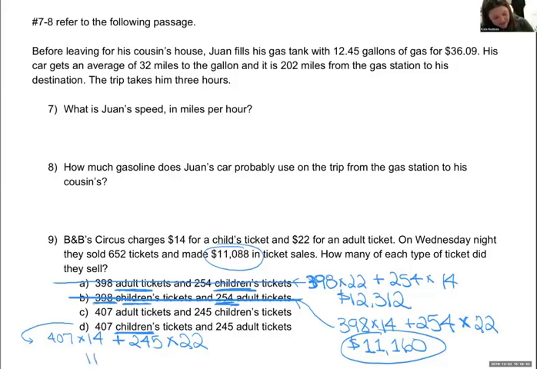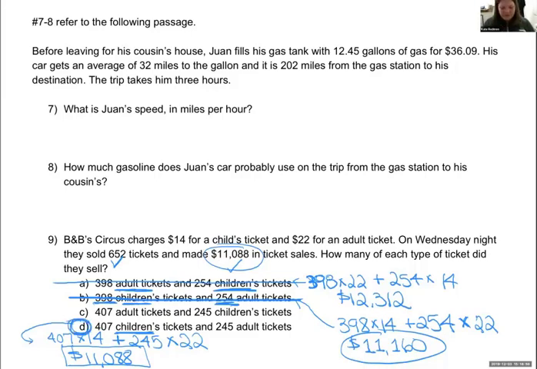Hey, look at that. 11,088. Maricela had it right. It has 11,088, and we forgot to check that it added up to 652 tickets. Let's just make sure. 407 plus 245. Yes, adds up to 652 tickets, making that much in ticket sales. Sweet. You're right. It is.